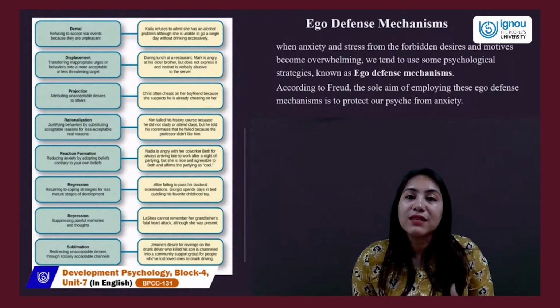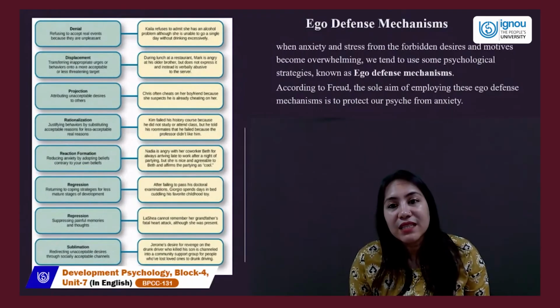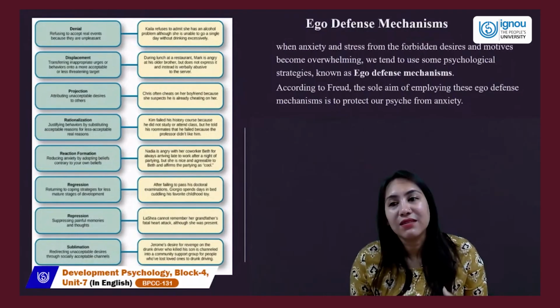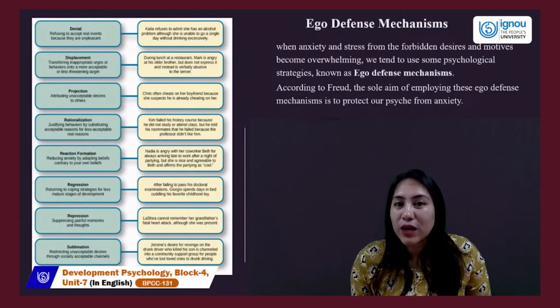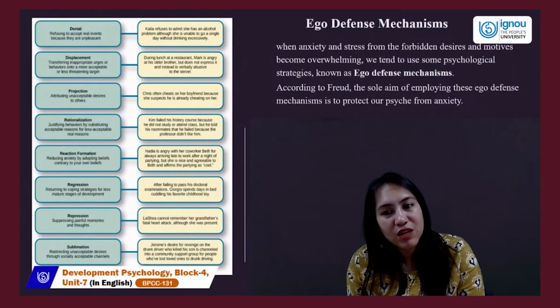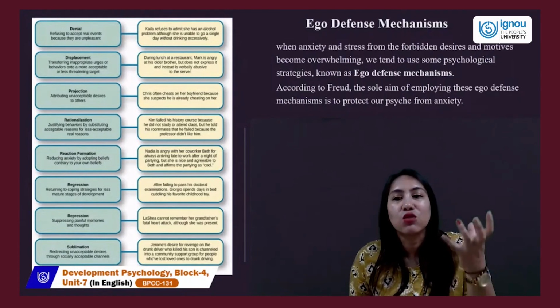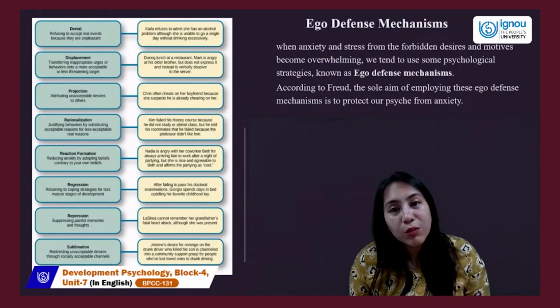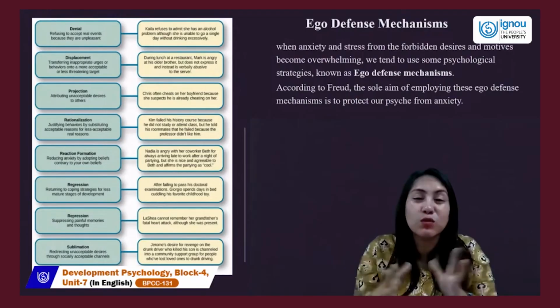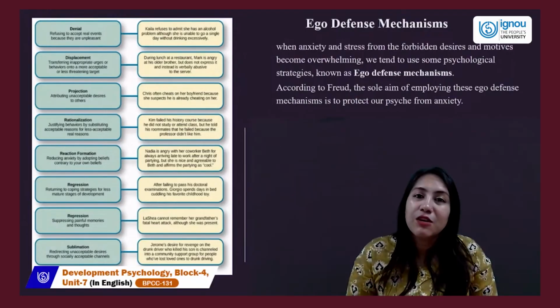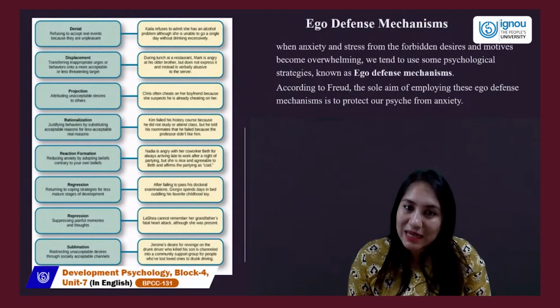So the ego requires some defenses when the anxiety and stress from the hidden desires and motives from the id become very overwhelming. So we tend to have this strategy called ego defense mechanism that we use when the anxiety from the id crosses too much. And the sole aim of ego defense mechanisms is to protect the psyche, to protect the mind from so much anxiety which is happening because of the id.